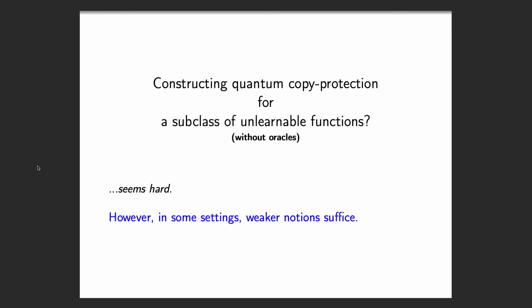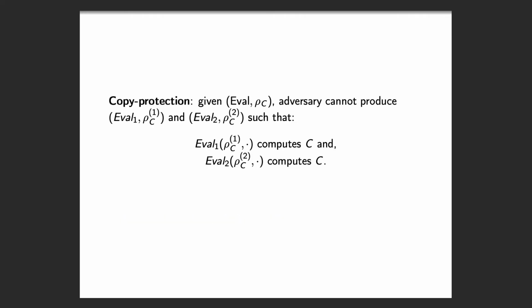But instead, what we can do is to realize that there are some settings where weaker notions of copy protection suffice. We don't want the full-fledged power of copy protection in these settings, and so we can ask whether we can design weaker notions of this primitive that suffice for these settings. To understand what this weaker notion looks like, recall that in a copy protection scheme, the adversary is given the flexibility to produce its own evaluation algorithms. So the adversary produces two states, and each of these states is associated with an evaluation algorithm.